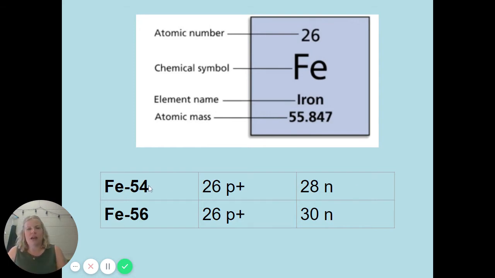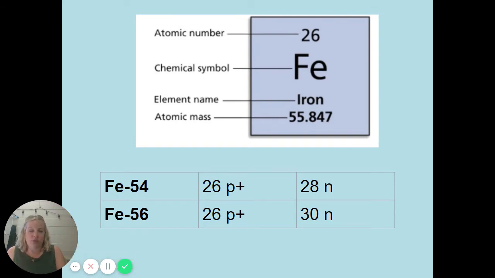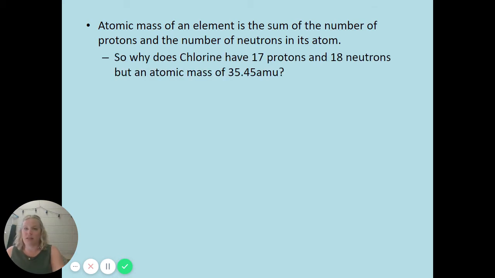So this would be the isotope iron 54. This would be the isotope iron 56. There are actually several more isotopes of iron, but I just picked the most common ones. And what we do, if you remember, is a weighted average that takes into account how much of that particular element we have. So, like I said, the atomic mass is the sum of the number of the protons and neutrons in its atom.